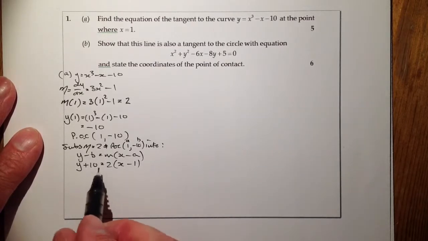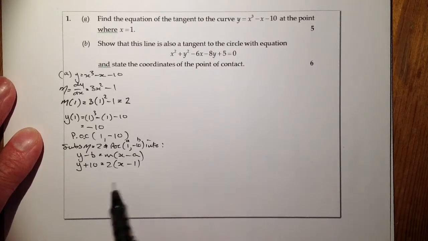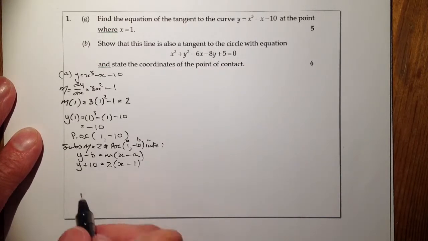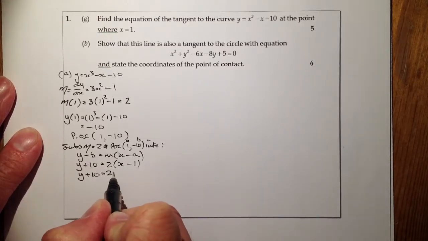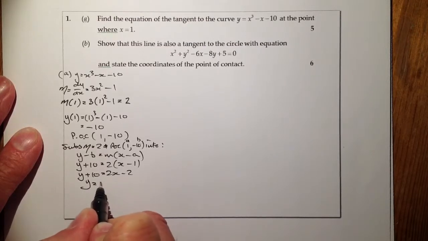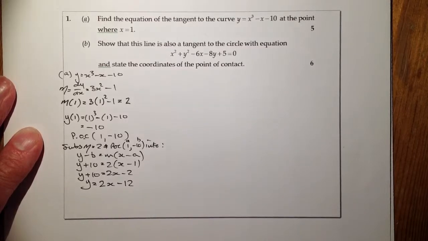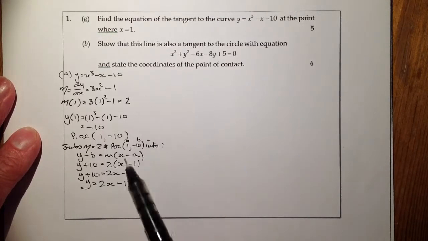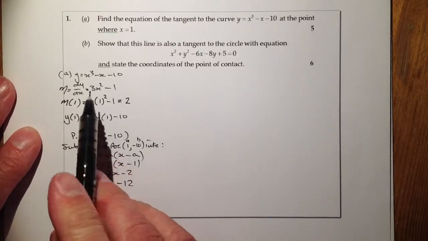What I'm going to do is tidy that up a bit further, because I can see I've got to do some work with this equation of the tangent. So I'll multiply out the bracket by 2. That'll be 2x minus 2, and I'll get y is equal to 2x, bring the 10 over, that'll give me minus 12. Right, so that's part A complete, and I would expect to get my mark at this level. Right, let's go for B.